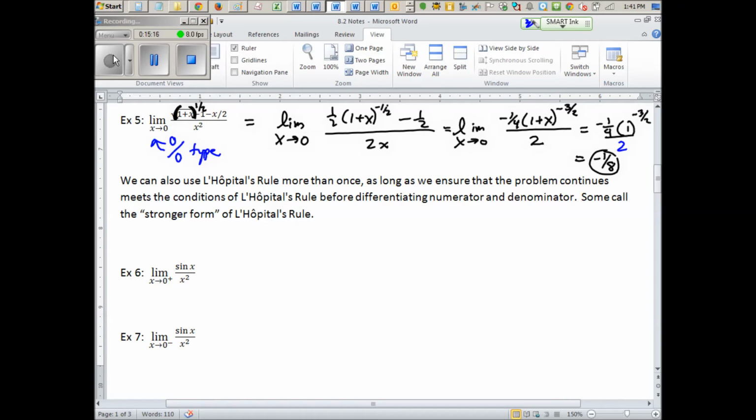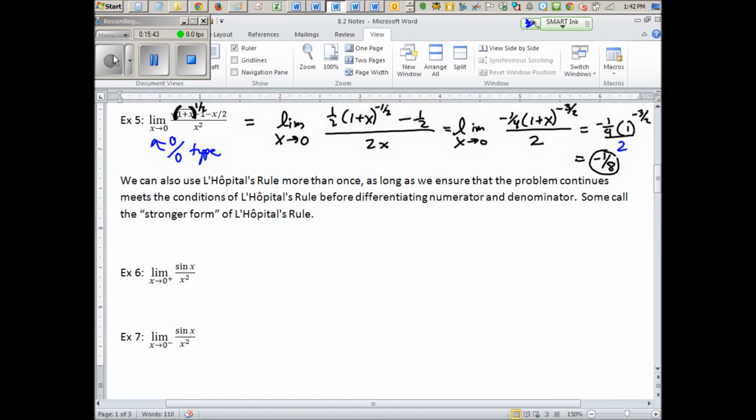That's my apparent reason. Okay, so I wrote a little sentence here for number 5. We can also use L'Hopital's rule more than once as long as we ensure that the problem continues to meet the conditions of L'Hopital's rule before differentiating numerator and denominator. Some call this the stronger form of L'Hopital's rule. So, in other words, it can be repeated. That's like the strong way to learn it. Use it when you need it, even if it's midway through a problem where you just used it.